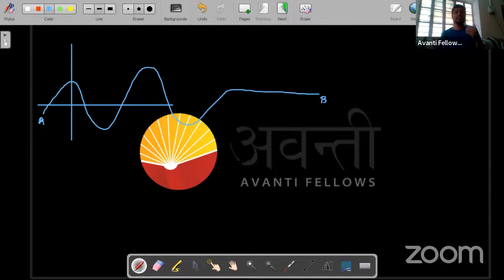So there are three kinds of drawing we can do, and according to that we can say whether a function is continuous or not. Clearly this graph is continuous, because I did not lift the pen. But there might be some cases when I can lift the pen, or the curve may not be that smooth. So with that we'll start our session.